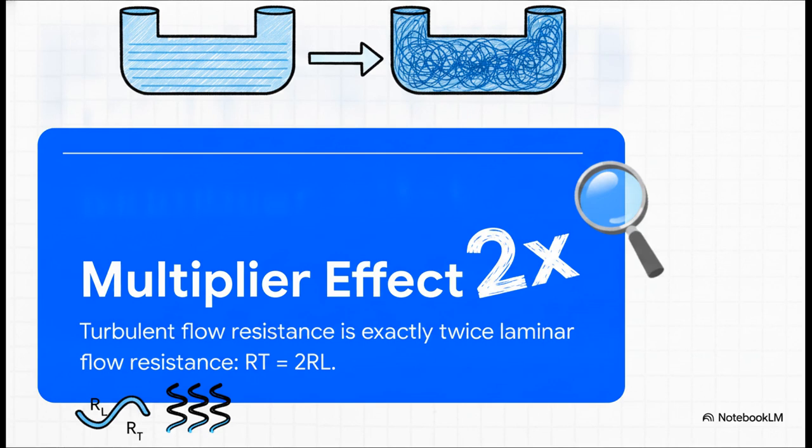For any given liquid height and flow rate, the resistance in a turbulent system is exactly twice the resistance of a laminar system. RT equals 2 times RL. Just let that sink in for a second, because I want you to firmly grasp this mathematical shift. The sheer chaotic nature of turbulent flow literally doubles the system's resistance compared to smooth flow.